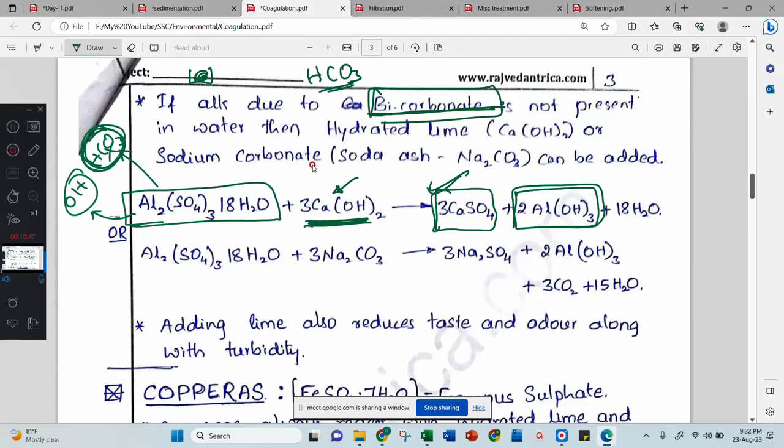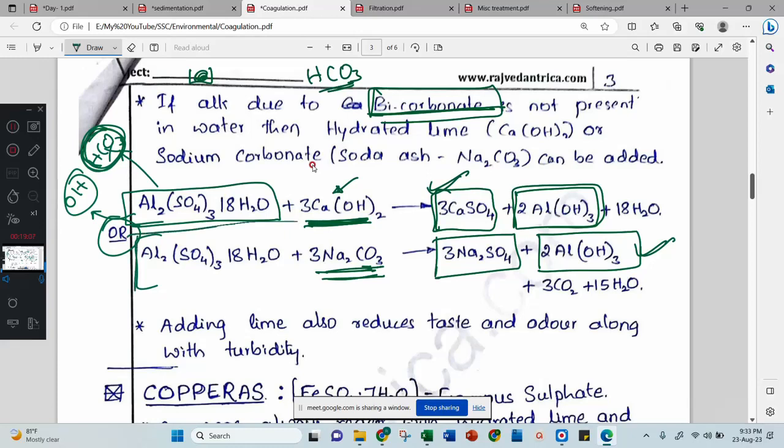Another one is CO3. Alum can react with sodium carbonate also. Will it produce a flock? Yes, Al(OH)3 is produced. Good. Then will it produce permanent hardness? No. Permanent hardness is not produced when alum is mixed with sodium carbonate. Understood? This is very interesting. If you have sodium carbonate in the water, or add it, then alum will work, flock will be generated, your purpose is met, and permanent hardness is not induced.